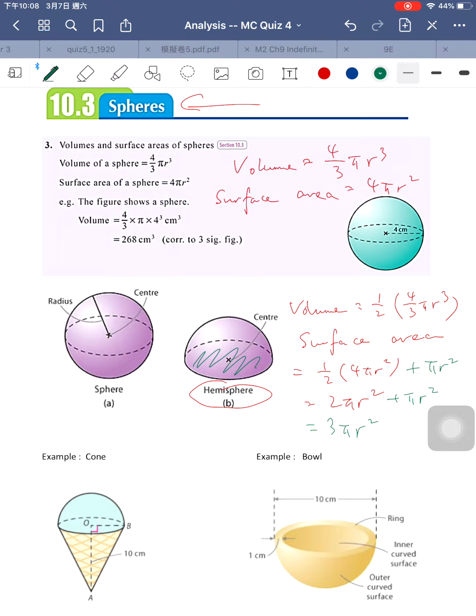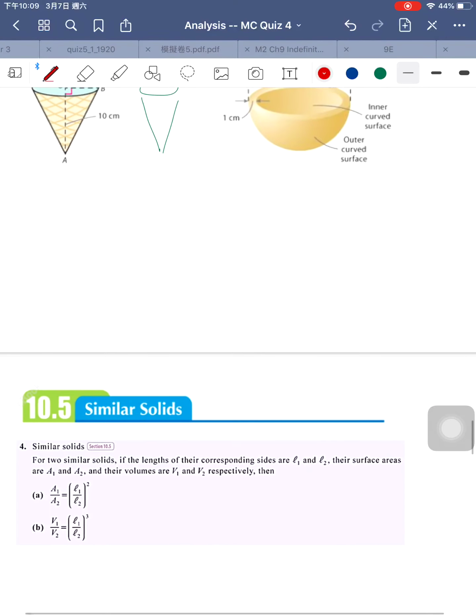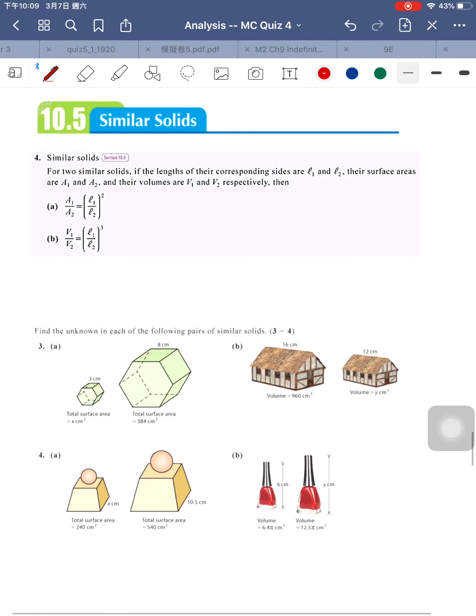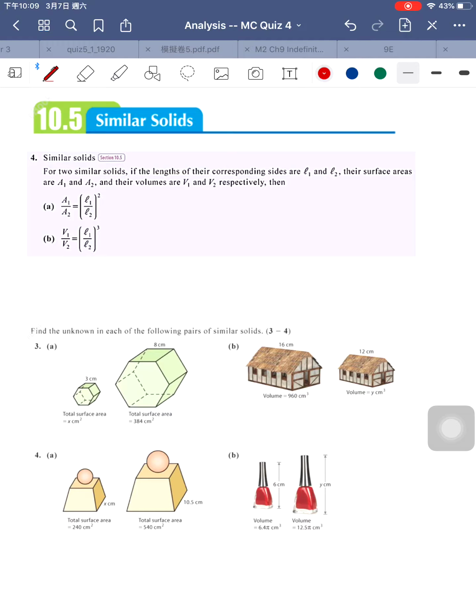Okay, and then we see that the problem will not only ask you about a sphere, but will also ask you about an ice cream cone, which is composed of a cone and a hemisphere, and then a bowl, which is a big hemisphere minus a small one. You'll see this kind of example. And then next we go to section 10.5, similar solids.